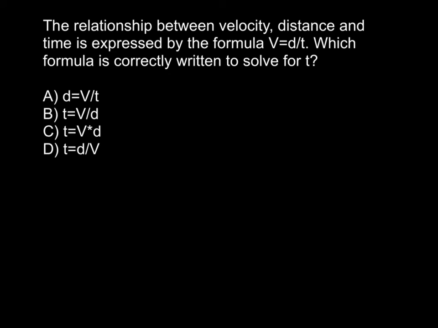Moving on to the last question. Go ahead and pause it, try this on your own. You should feel pretty comfortable with this one. We've done a lot of examples like this. The relationship between velocity, distance, and time is expressed by the formula v equals d over t. Which formula is correctly written to solve for t?